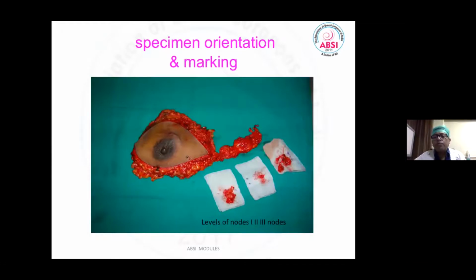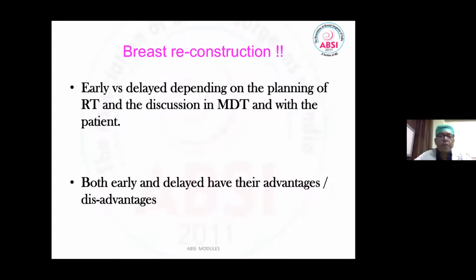And after you have taken the whole thing out, you must mark it with a single suture, a short superior suture or a single clip superiorly, and a long lateral suture, and try to mark level 1, level 2, level 3 separately if you are doing all 3 levels of dissection in that particular patient.